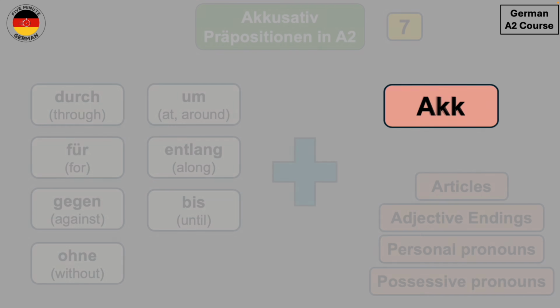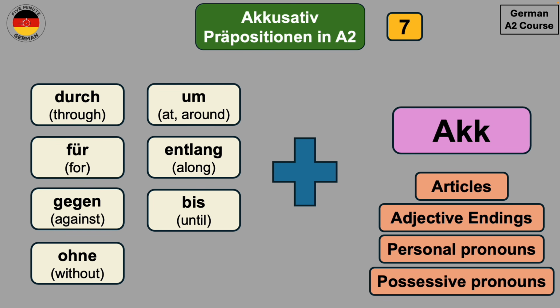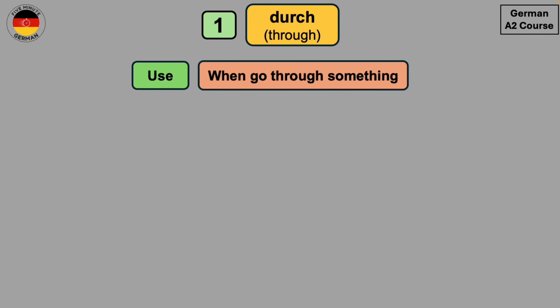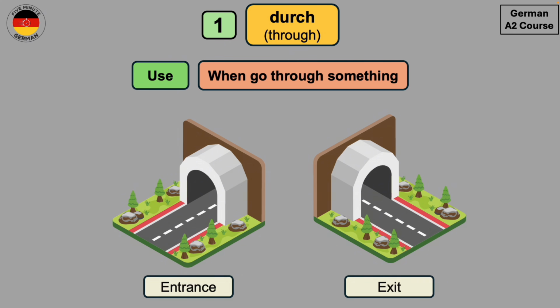So now let's take a look at the prepositions, and we will start with the first one, which is durch, which means through, and it is used to describe a situation where we go through something. So for example, you have this tunnel with an entrance and an exit, and suppose that you enter the tunnel from the entrance and exit it from the other side.